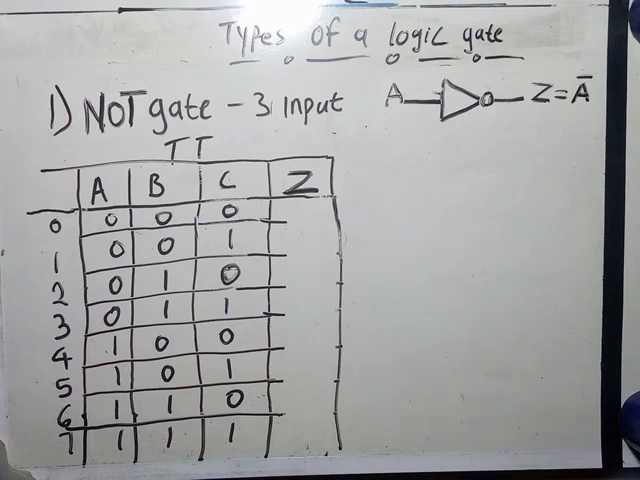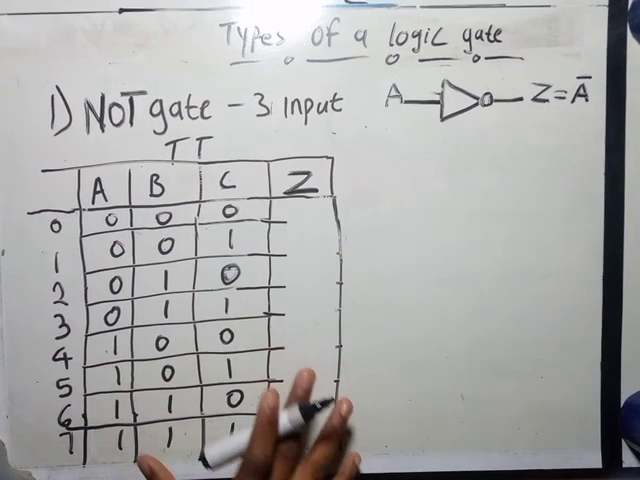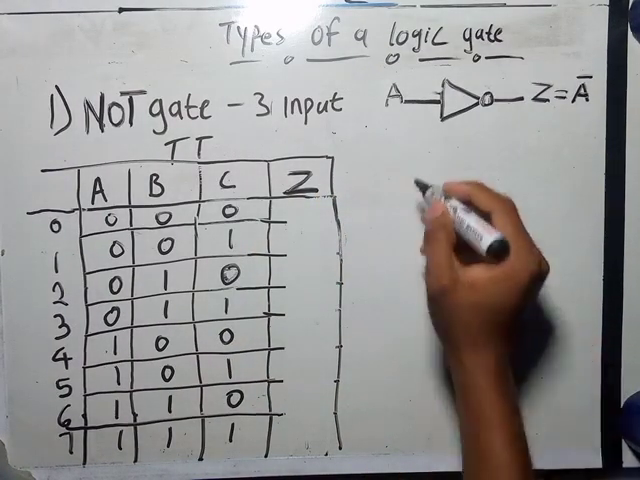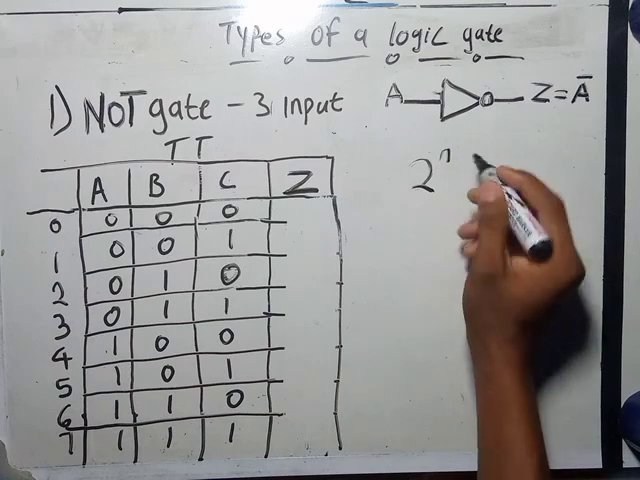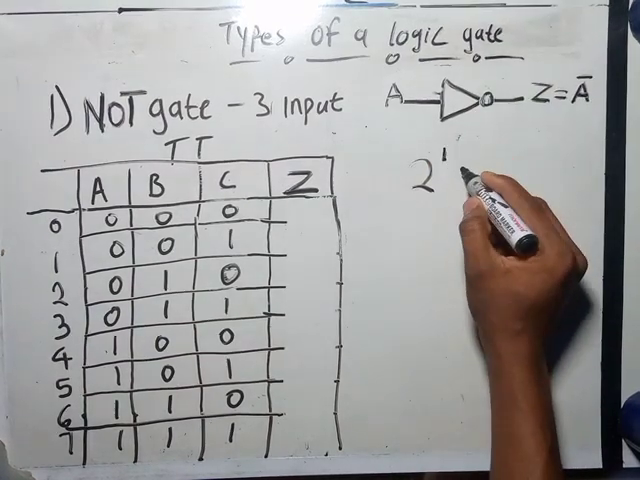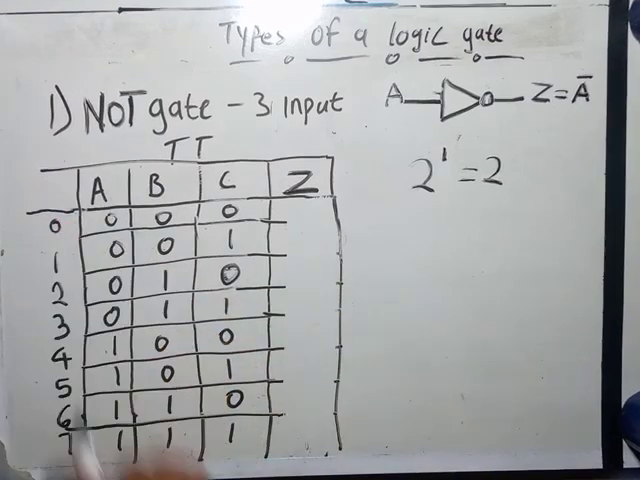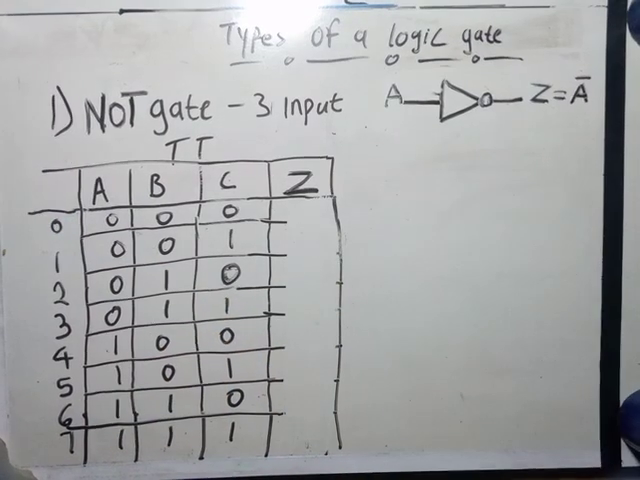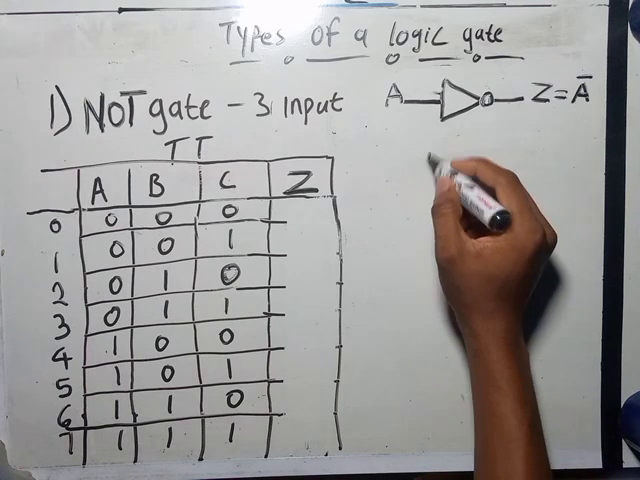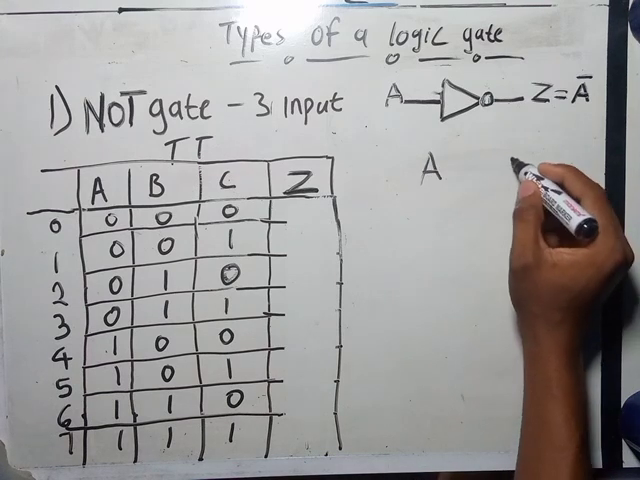So for this truth table, remember we're not making use of the 3 input table because we only have 1 input and 1 output, using our formula 2 raised to power n. Our n here is 1 because our number of inputs is 1. Putting this here, we know that our answer is 2. So we can only have 2 ways that the answer can vary. Now our table will look like this: your A and your Z.